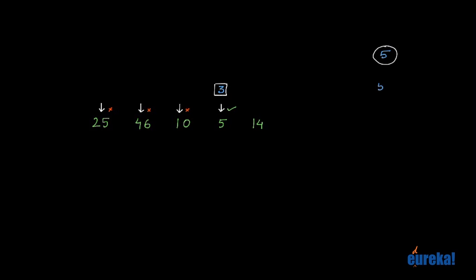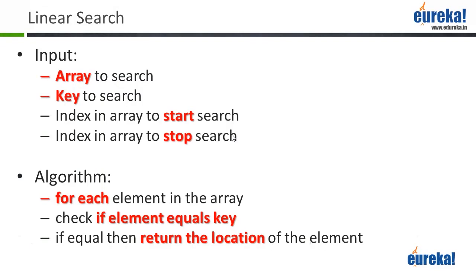Let's say you're searching for the number 50. Then we start searching. 25, no. 46, no. 10, no. 5, no. 14, no. We've reached the end of the list and we haven't found it. So we just return -1, which means we couldn't find the element. Simple, right? So if you take a look at the algorithm too, it's the same thing. For each element in the array, check if the element is equal to the key we're searching for. If it's equal, then return the location of the element.